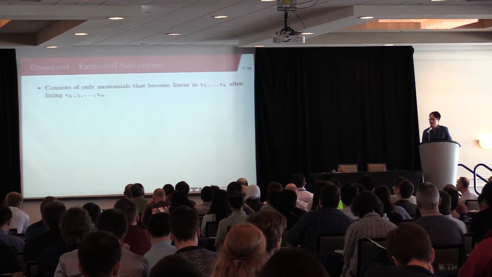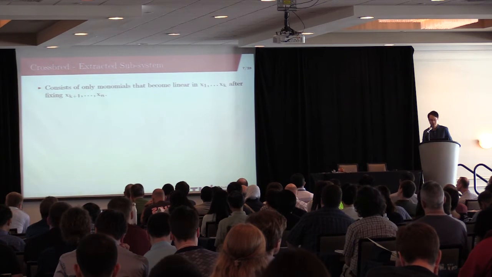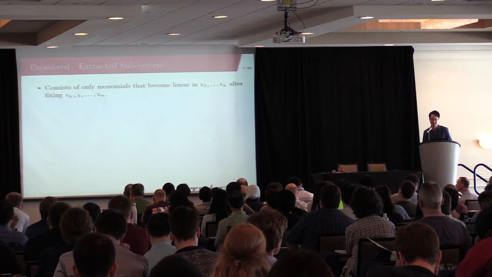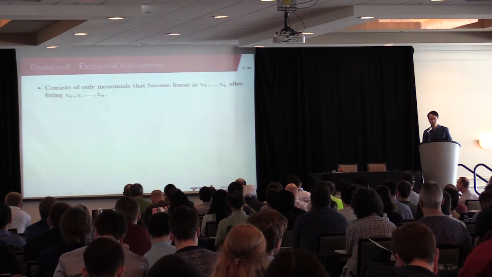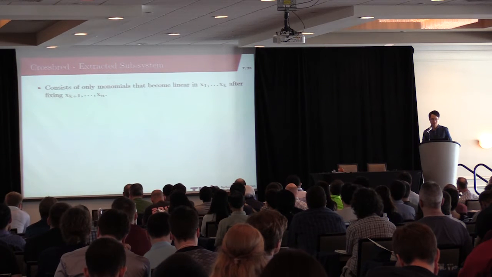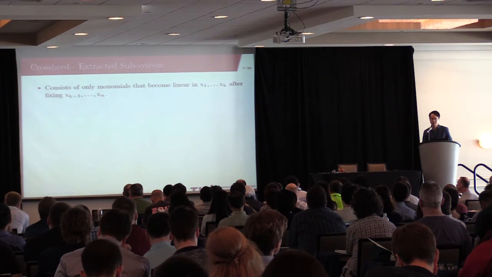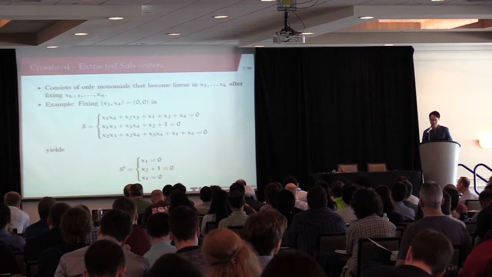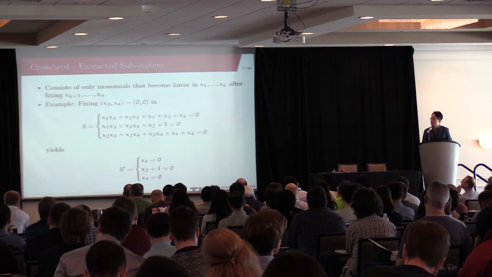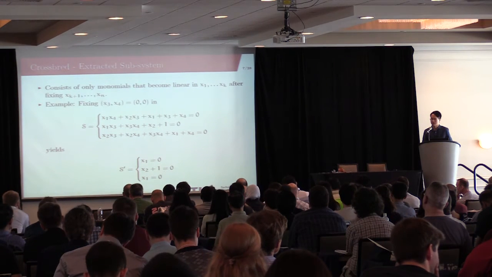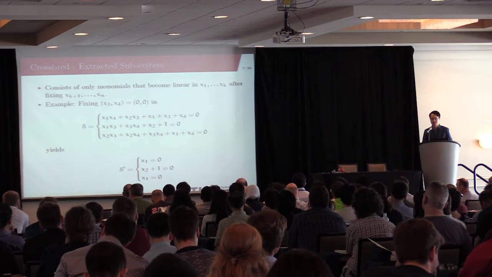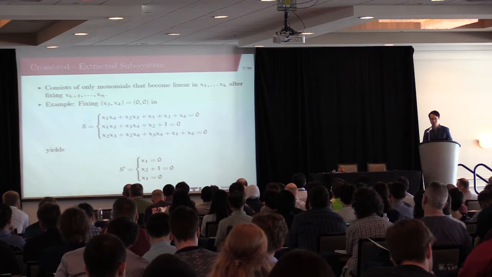After we obtain the Macaulay matrix, we can extract a subsystem with this property: we would like a system that becomes linear after we fix n-k variables in it. Here's an example. This system S is not linear, but if you fix the last two variables, x3 and x4, then it becomes a linear system. So this is a desirable property.